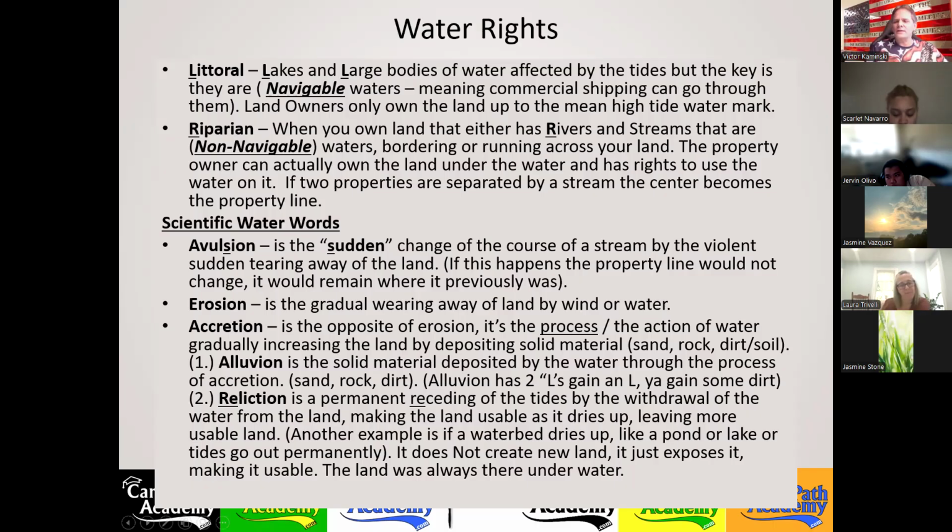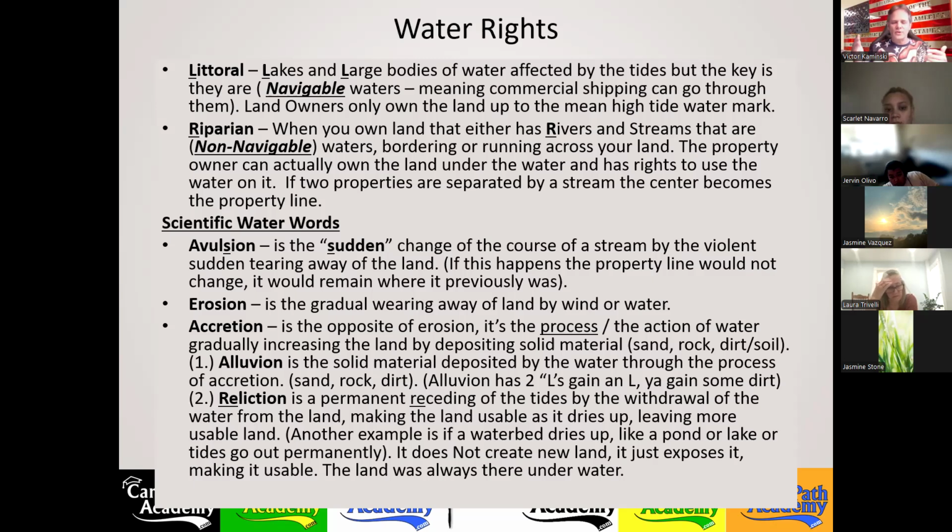Okay, so now let's learn some more sciencey words for water. The term avulsion. What is avulsion? Avulsion is the sudden change of the course of a stream by the violent and sudden tearing away of the land. If that happens, the property line would not change. It would remain where it previously was. You could even build the land back up where it was torn away from. Because water moves. Water's fluid.